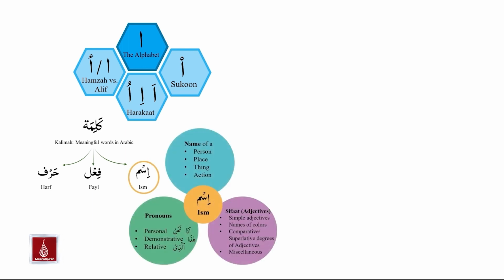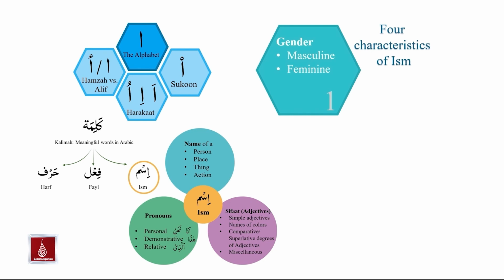And we studied in ism that ism will include names, ism will include pronouns, and ism will include sifat or adjectives. We further studied that for us to fully understand an ism, or for us to be able to use an ism in a sentence, we need to know four characteristics about an ism. These include the gender of an ism, and when we think of gender, we should think masculine or feminine.